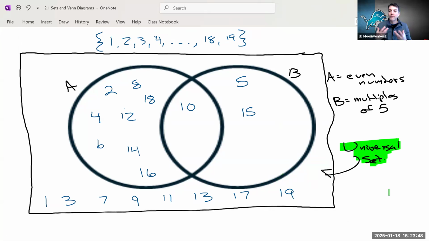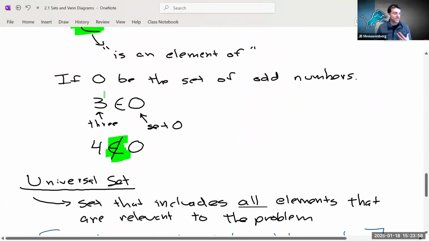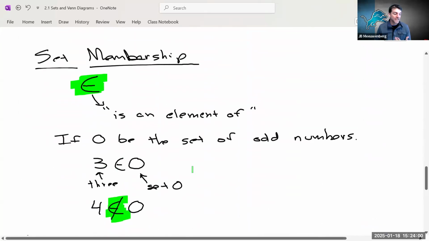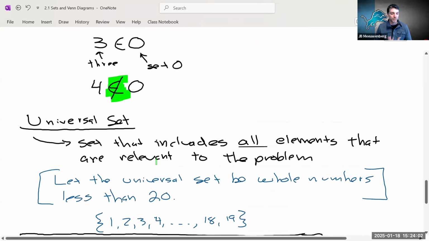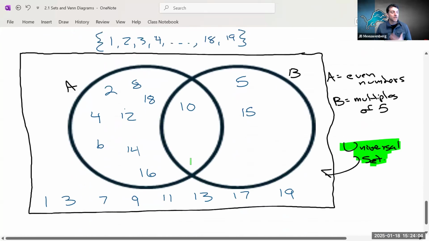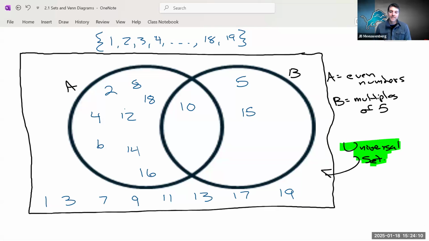So again, we've now studied this idea of sets of individual elements, the notation that we use to show that an element is a member of a set, the idea of the universal set, and then starting to develop our strength using Venn diagrams to show those different arrangements and relationships.